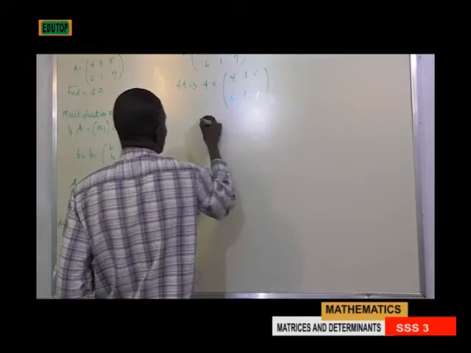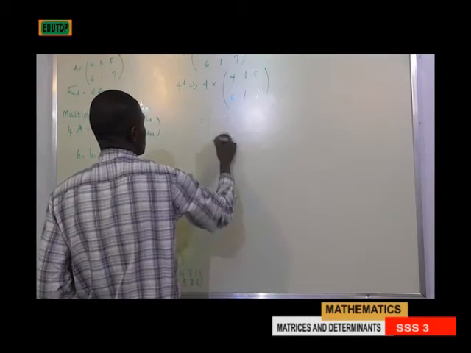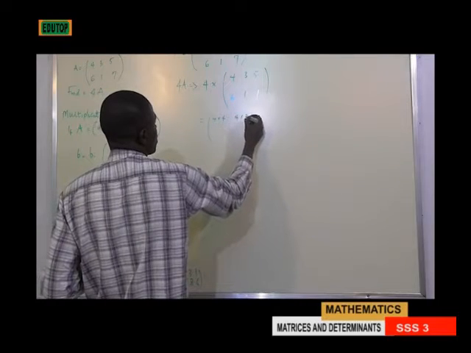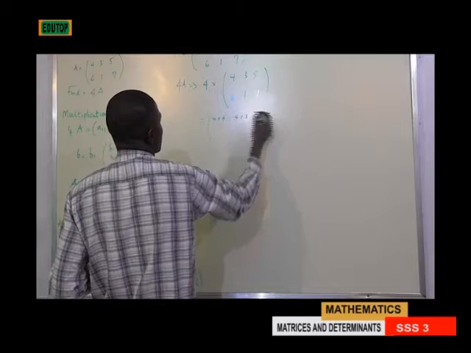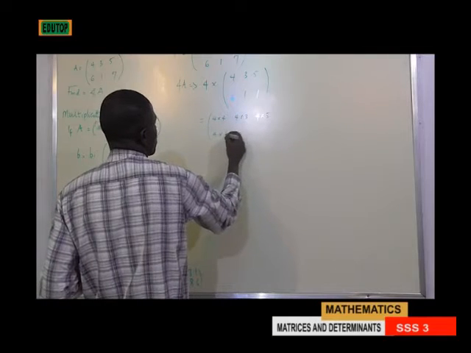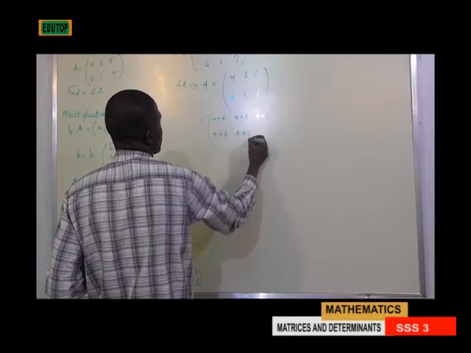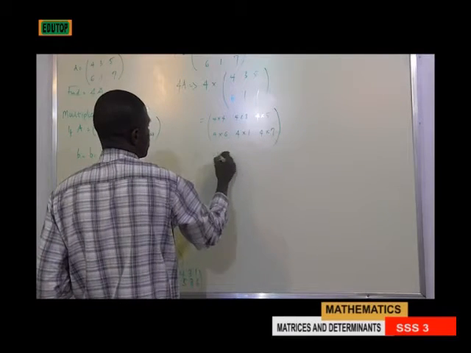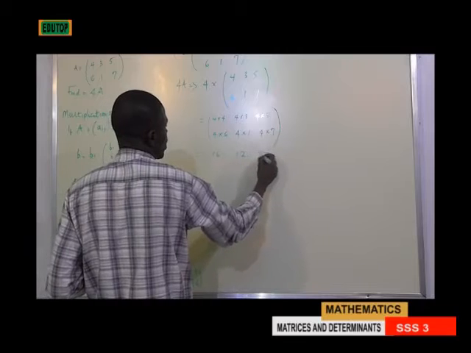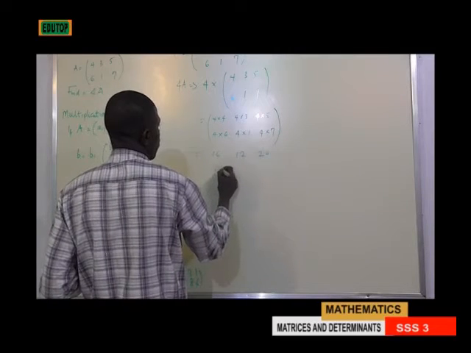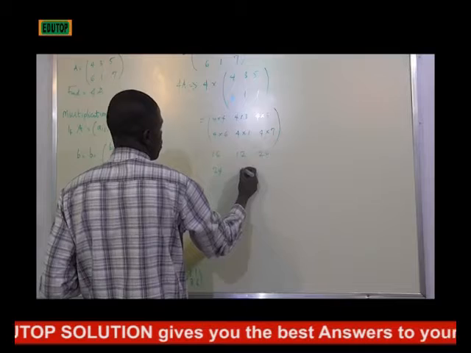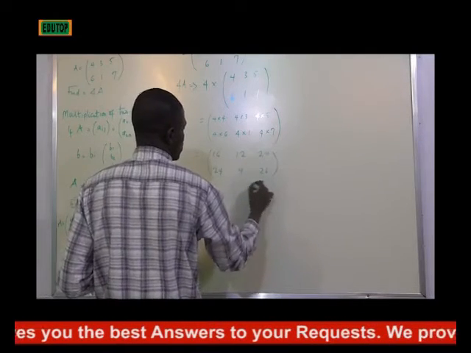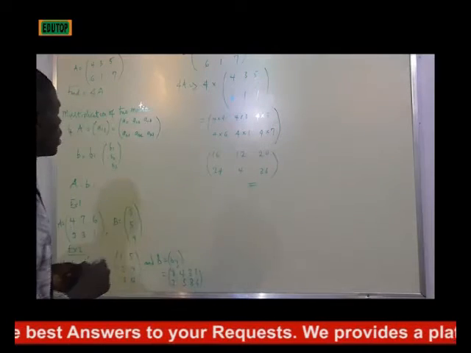4, 3, 5, 6, 1, 7, and by so doing, 4 times 4, 4 times 3, 4 times 5, then 4 times 6, 4 times 1, 4 times 7. So this one will give us 16, 12, 20. This one will give us 24, 4, then 28. So this is the result of 4A.